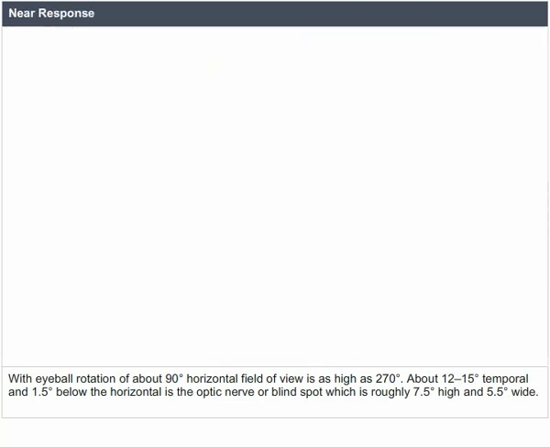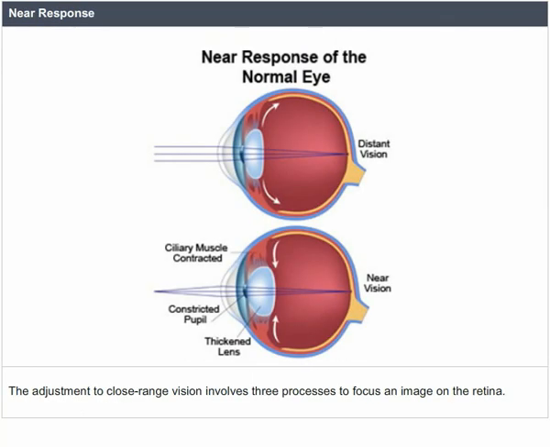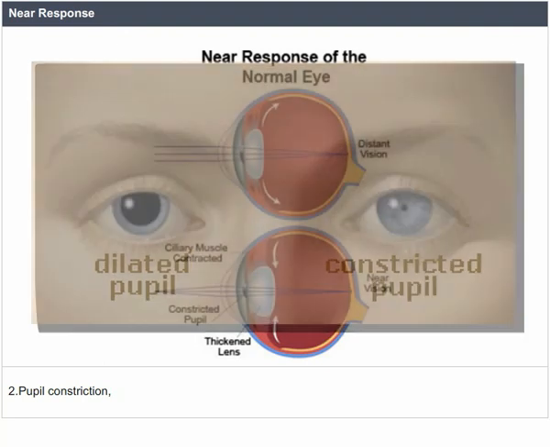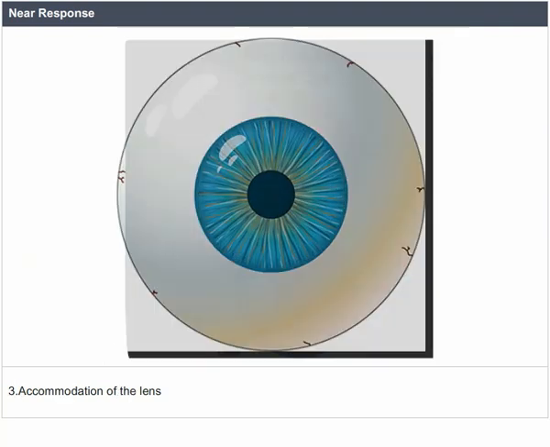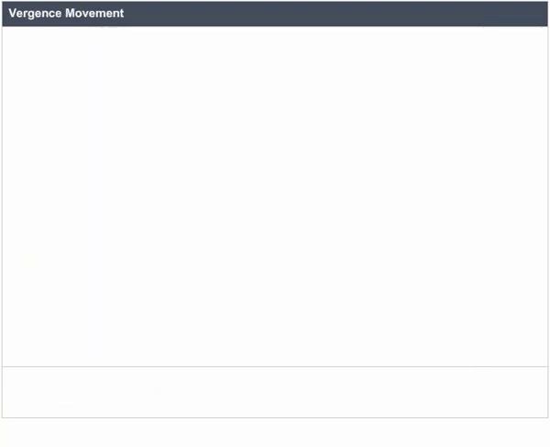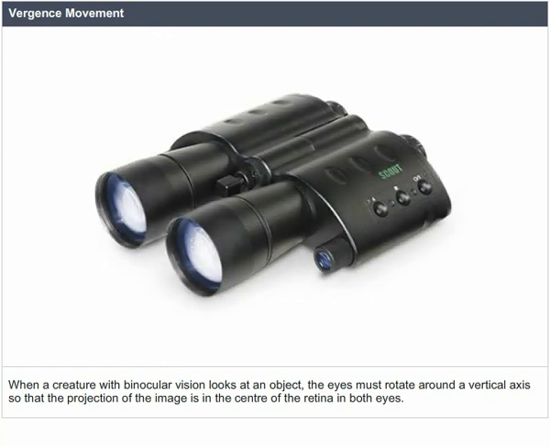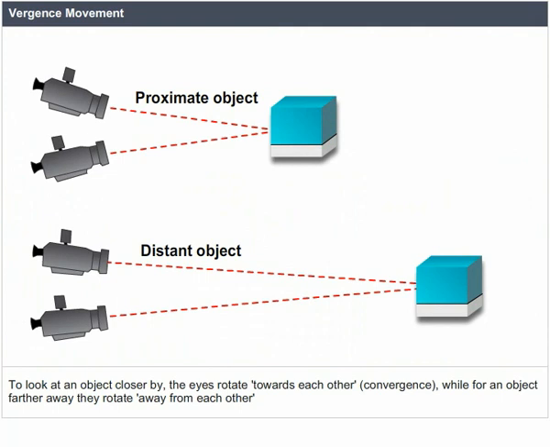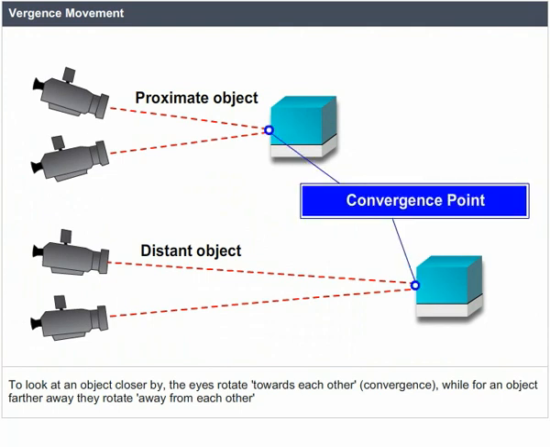Near response. The adjustment to close-range vision involves 3 processes to focus an image on the retina. They are vergence movement, pupil constriction, and accommodation of the lens. Vergence movement. When a creature with binocular vision looks at an object, the eyes must rotate around the vertical axis so that the projection of the image is in the center of the retina in both eyes. To look at an object closer by, the eyes rotate towards each other, convergence, while for an object farther away they rotate away from each other.